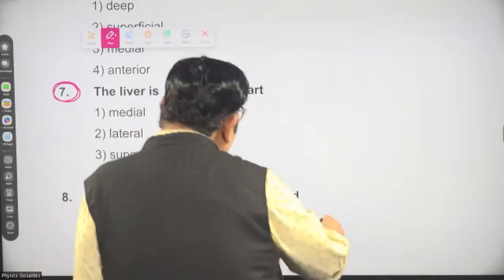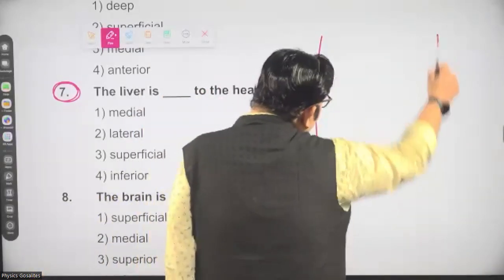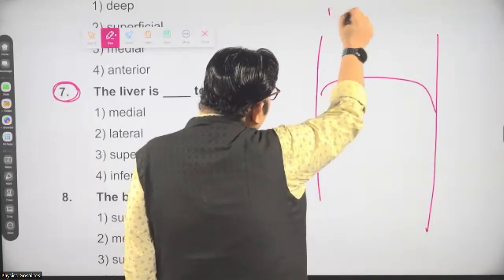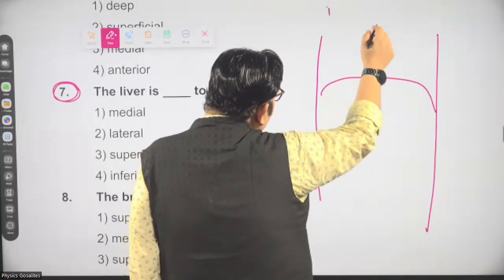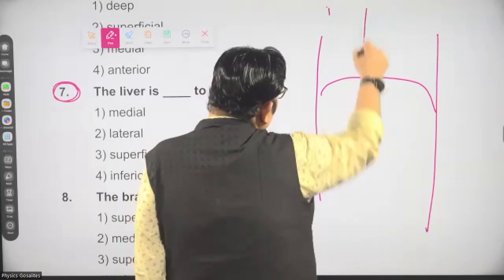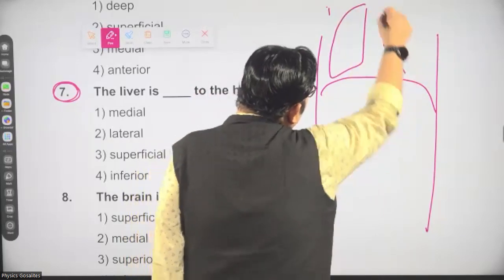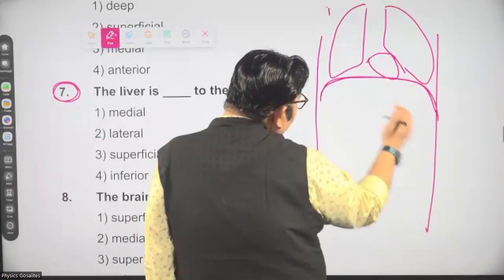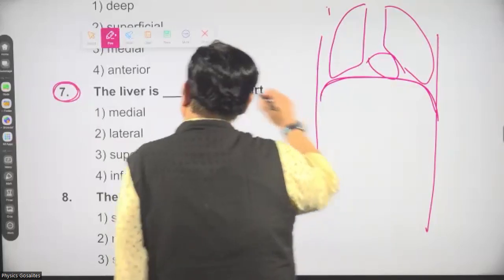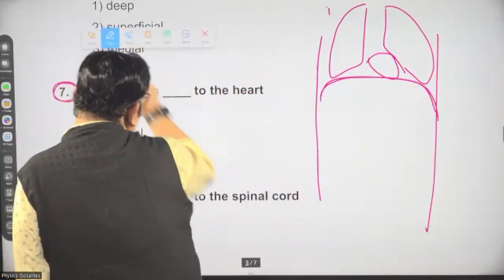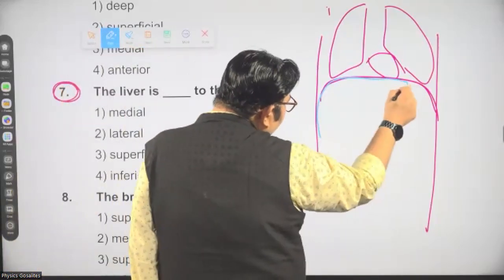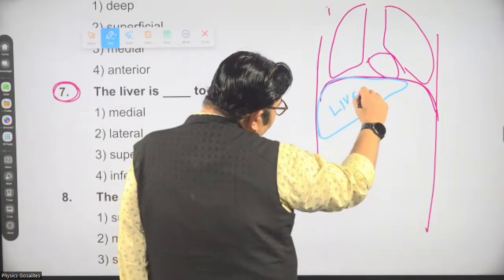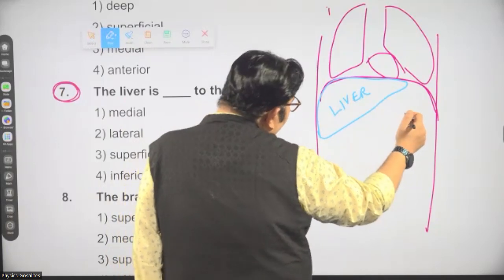So you know the placement of the heart, and you know the lungs, where we have these lungs. And here we have the heart. This is the diaphragm, and now this is the abdominal cavity. In the abdominal cavity, we have a very big organ, around 2 kilograms in size, and this is known as the liver, the largest gland of the body.